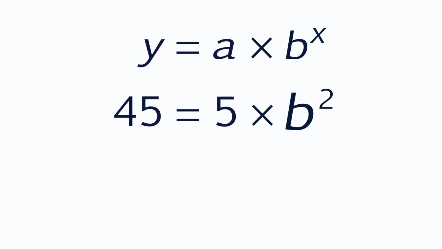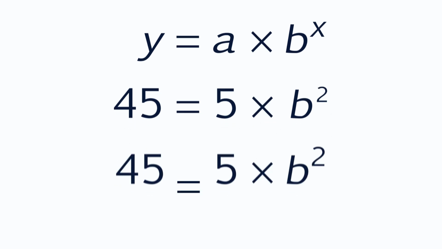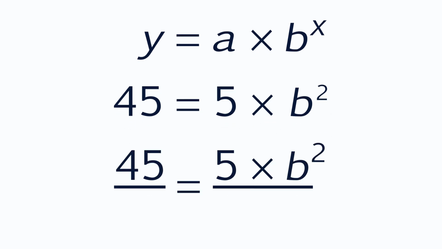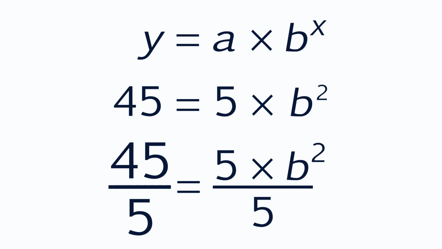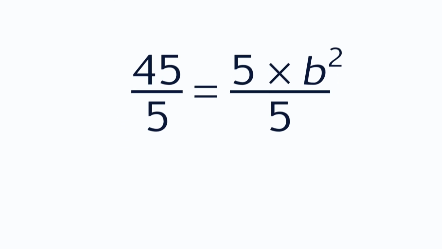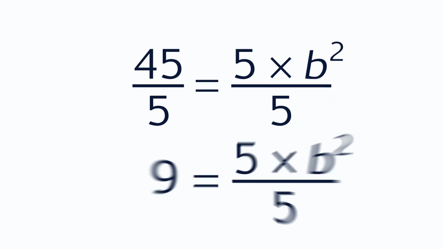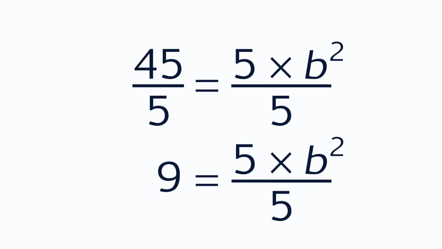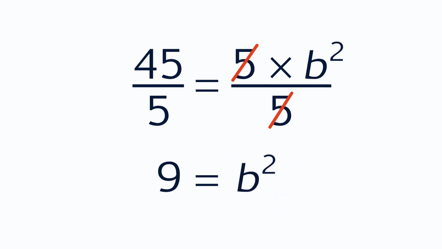Start by getting b squared alone. So you divide both sides of the equation by 5 and get 45 divided by 5 equals 5 times b squared divided by 5. 45 divided by 5 is 9, and the 5's on the right-hand side cancel each other out. You're left with 9 equals b squared.